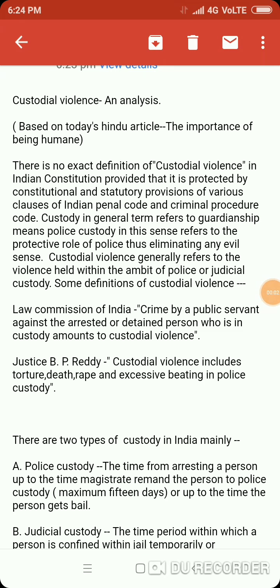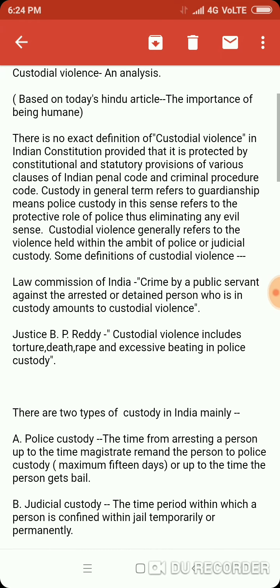Well, guys, we are going to discuss an important topic today. This topic is custodial violence and analysis. This article is based on today's Hindu newspaper article, The Importance of Being Human. We will see the definition, causes, and solution of custodial violence in India.